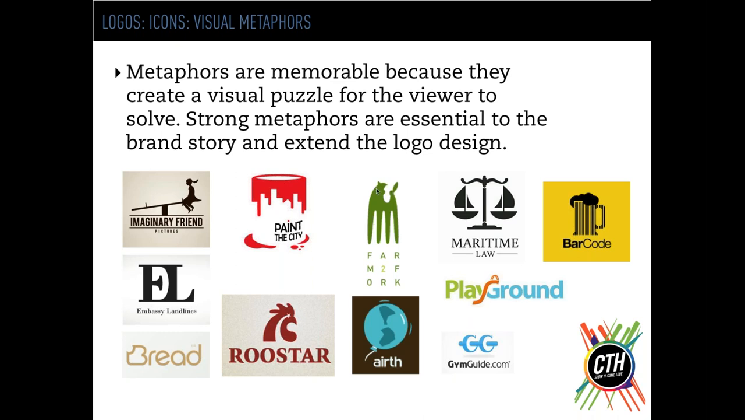This one, farm to fork, it's kind of like a fork, but with these little animal creatures on there. Maritime law, it's like taking an ordinary object and giving it a twist. So this has these boats instead of the normal little trays that they have on the scales of justice. Or a bar mug that's actually got a barcode in it. How about this one? Embassy landlines. Do you see the telephone? Mm-hmm. In the negative space. Yeah. Negative space. Creating two images in one. This one, gym guide. It's a little dumbbell, but it's also a GG.